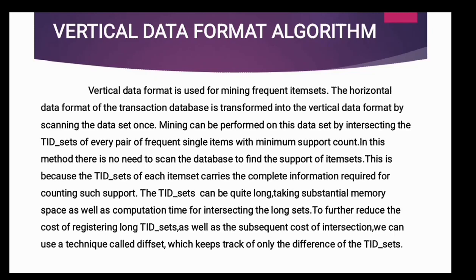Frequent single items are found with the minimum support count. In this method, there is no need to scan the database to find the support of item sets. The TID sets can be quite long, taking substantial memory space as well as computational time for intersecting the long sets. We can use a technique to further reduce the cost of registering long TID sets as well as the subsequent cost of intersection. We can use a technique called diffset which keeps track of only the differences of the TID sets.